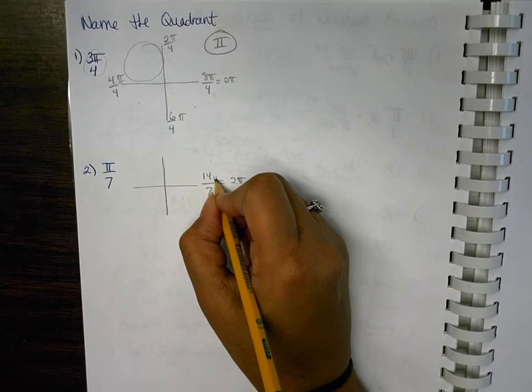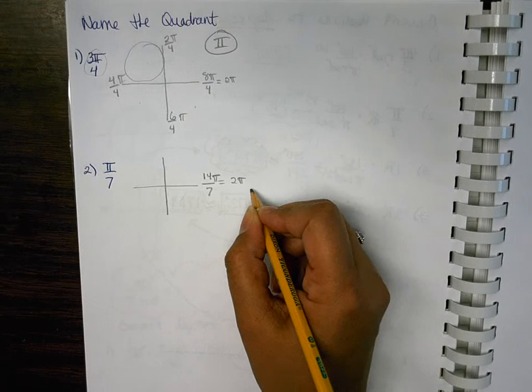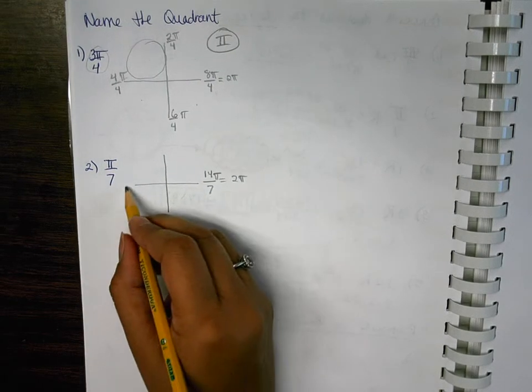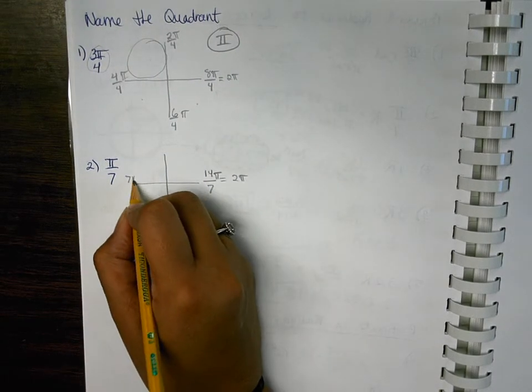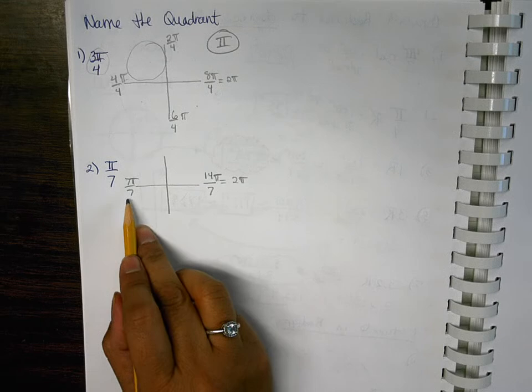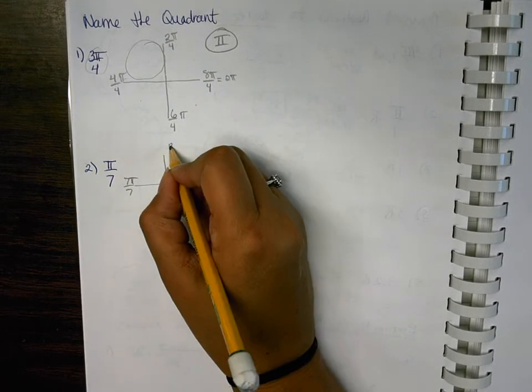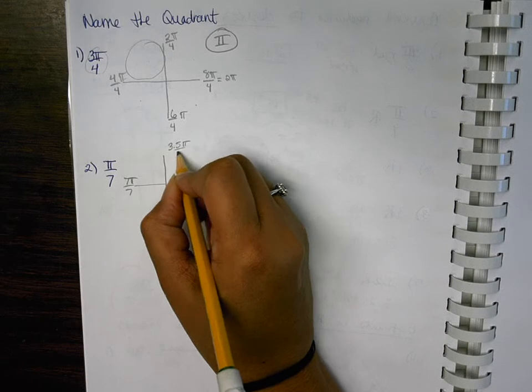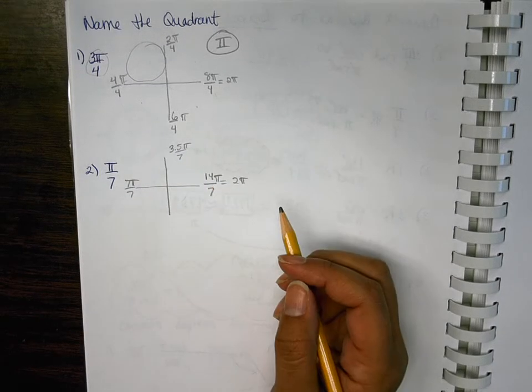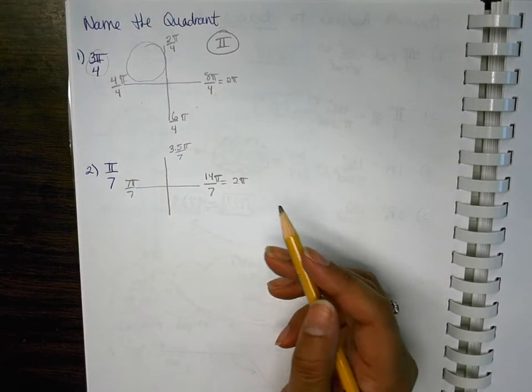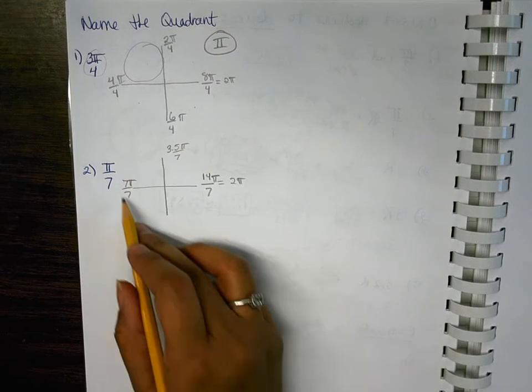Do you agree 14 pi over 7 is 2 pi? What's half of 14? And 7 pi over 7 is 1 pi. What's half of 7? So I'm just going to do that, 3.5 pi over 7. And you may not like the fraction and the decimal. It's not like I'm grading you on this. This is just to help us figure out where things go.